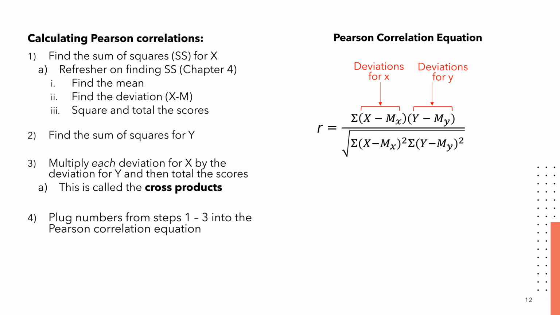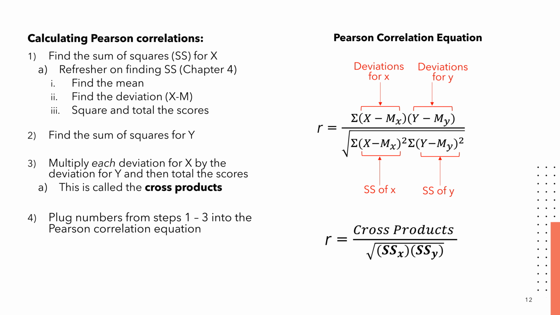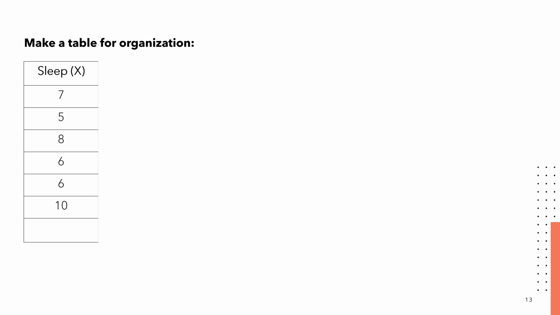In the denominator, we have the square roots of the sum of square deviations. In other words, this is the sum of squares of x multiplied by the sum of squares of y. So again, this is a very busy looking equation, but these are all calculations you've already been doing. If it's helpful, you can simplify this and just say cross products divided by the square root of sum of squares for x times the sum of squares for y. With those steps in mind, let's calculate the correlation for sleep and mood.